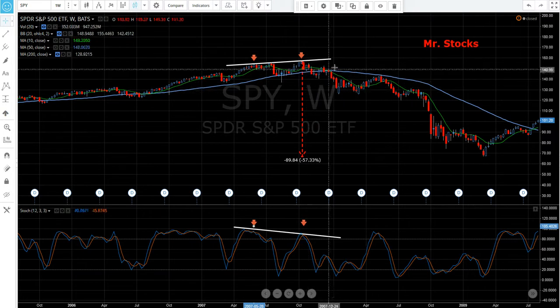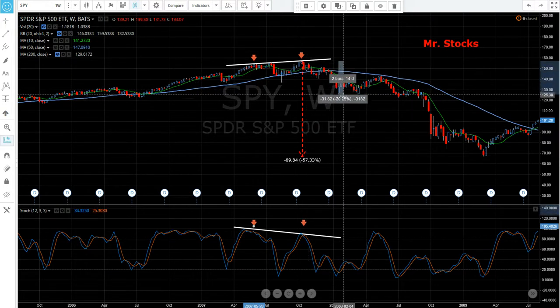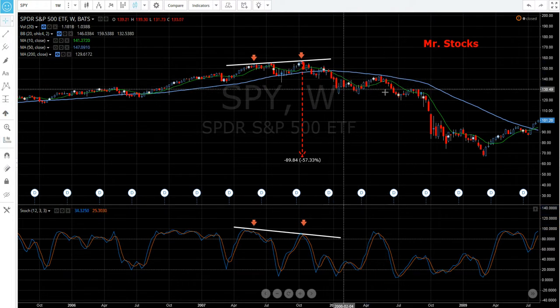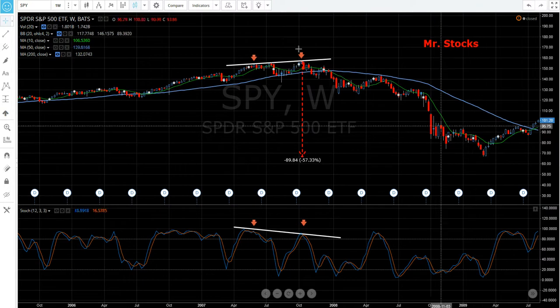Now if we just look at this low here, it was a pullback of 20% before we had a rally back up here, but longer term we see that we had a significant pullback.